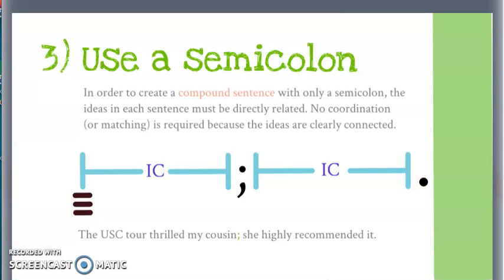The last way is through the use of a semicolon. In order to create a compound sentence with only a semicolon, the ideas in each sentence must be directly related. No coordination or matching is required because the ideas are clearly connected. Like in the example, the USC tour thrilled my cousin; she highly recommended it.